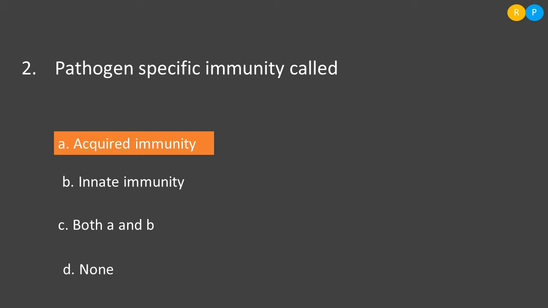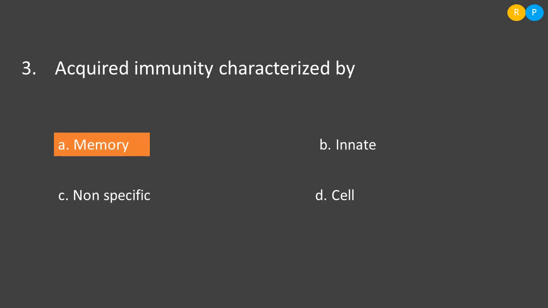Then option B, innate immunity. Innate immunity is the kind of immunity present in our body since birth. Clear? So skin acts as a physical barrier, and saliva acts as a physiological barrier. These are a few examples of innate immunity. They are not pathogen specific. Then option C, both A and B. Then option D, none. So the correct answer here is option A, acquired immunity, because it is called pathogen specific immunity. Then the third question: acquired immunity is characterized by.